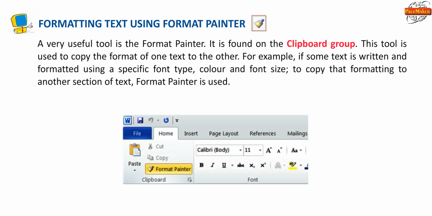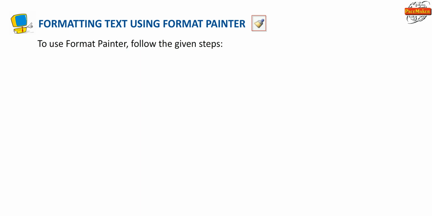Formatting text using Format Painter. A very useful tool is the Format Painter, which is found on the Clipboard group. This tool is used to copy the format of one text to the other. For example, if some text is written and formatted using a specific font type, color and font size, to copy that formatting to another section of text, Format Painter is used. To use Format Painter, follow the given steps.